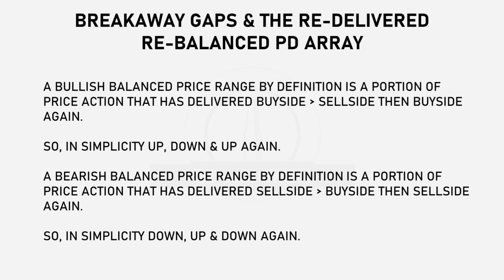This will also be very nice to include in your arsenal to identify certain breakaway gaps. A bullish balanced price range by definition is a portion of price action that has delivered buy side, sell side, and then buy side once again. In simplicity, up, down, and then up again. Inversely, a bearish balanced price range by definition is a portion of price action that has delivered sell side, buy side, and then sell side again. In simplicity, down, up, and then down again.